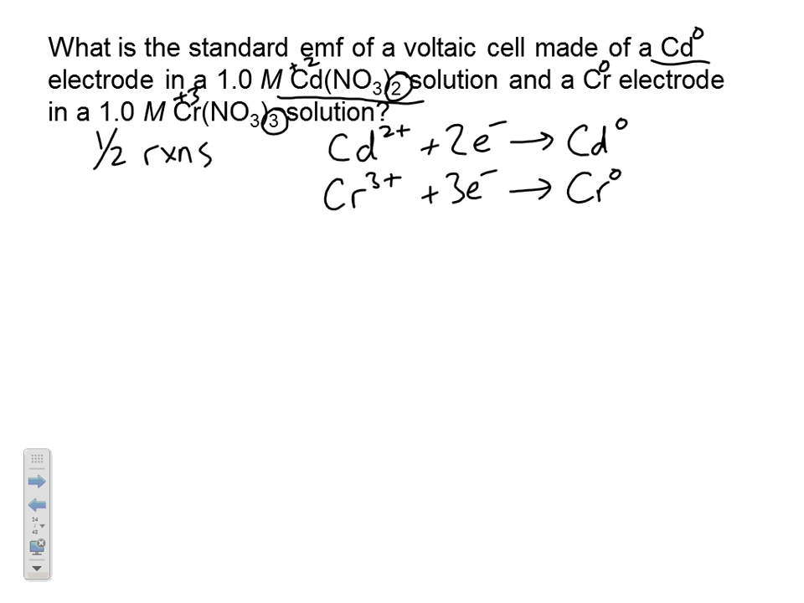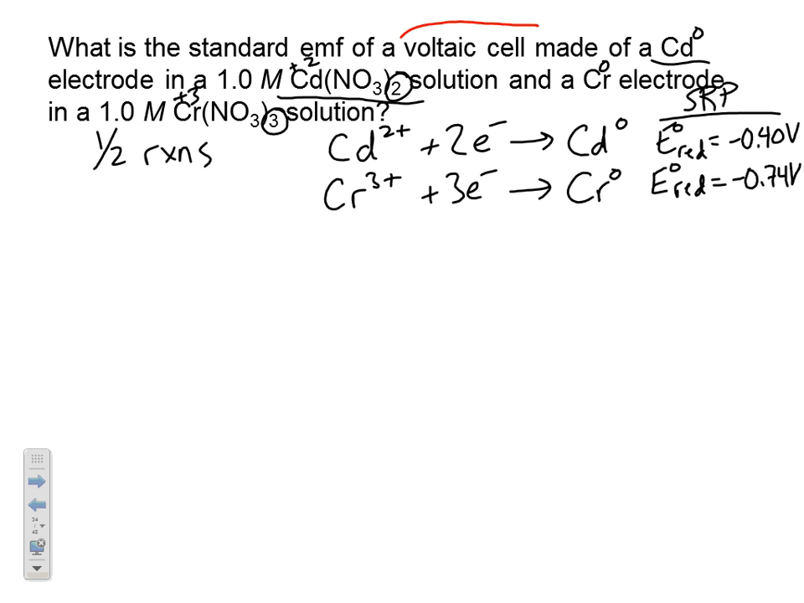So these are the 2 standard SRPs that I'm going to be looking up based on the half reactions that I know are occurring. Now I know that one of them is going to be flipped, but it's still going to be these 2. So looking up the SRP values, the cadmium has an E-red value of negative 0.40 volts, and the chromium has an E-red value of negative 0.74 volts. And recall that it says right here we have a voltaic cell, so that means that E cell is positive. So which one's being oxidized, which one's being reduced?